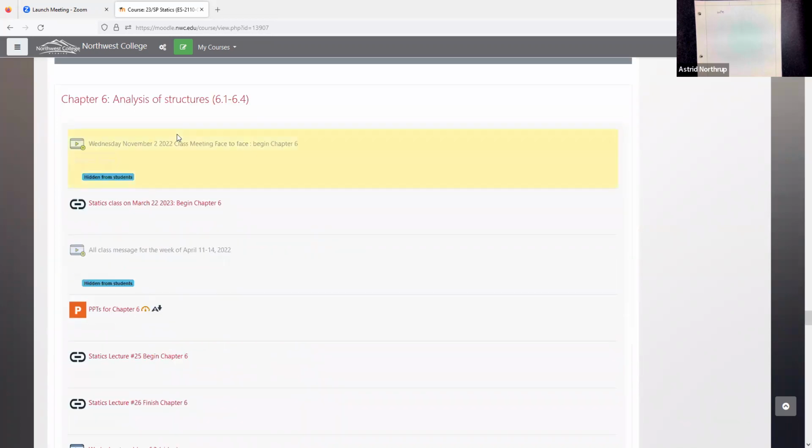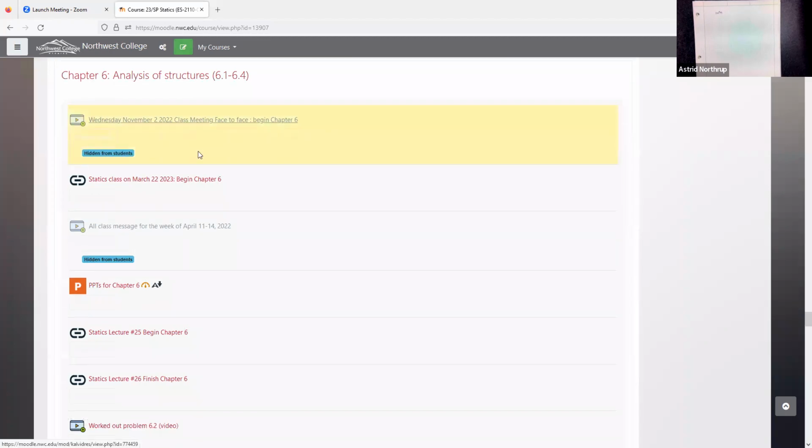So anyway, chapter 6, we talk about analysis of structures. In class, I did a problem using the method of joints. I did not ever do a method of sections problem, but I've reviewed your homework and it looked like everybody was sort of getting up to speed with that. If anybody needs help with the method of sections, let me know and I'll take care of that.